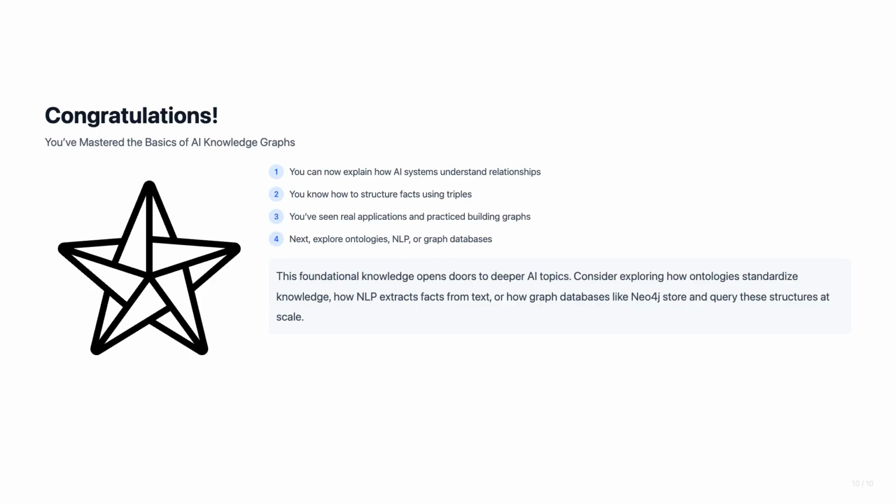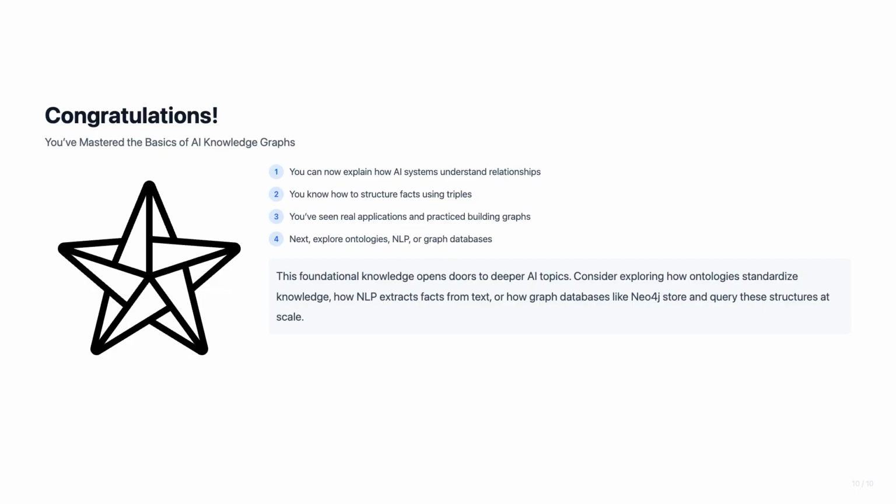But your learning doesn't stop here. If you're curious, consider exploring ontologies, frameworks that standardize how entities and relationships are defined across large systems. Or dive into natural language processing, where AI learns to extract triples automatically from news articles and books. Another great next step is learning about graph databases like Neo4j, which are designed to store and query knowledge graphs efficiently. You can even join online communities like artificial or AI forums to discuss real world use cases.